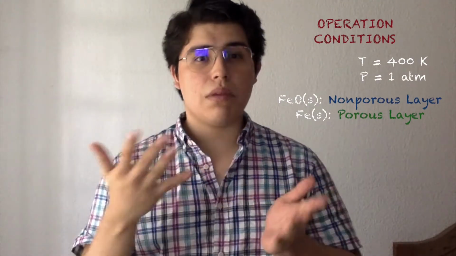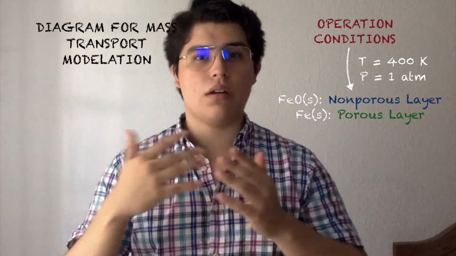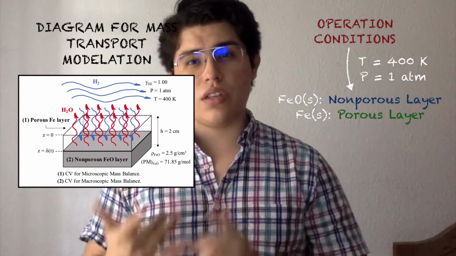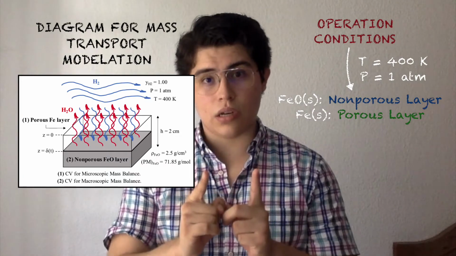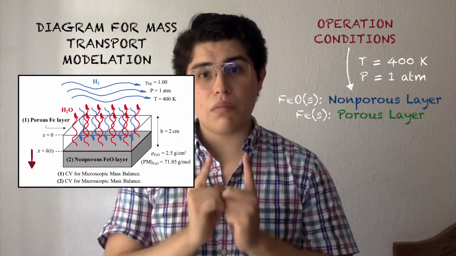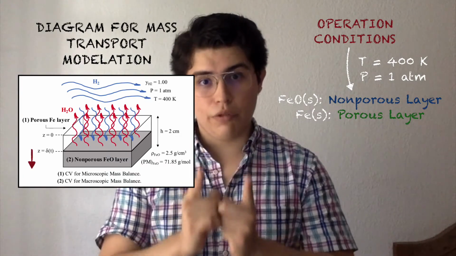Consider a conventional metallurgical process where this chemical reaction occurs at 400 Kelvin and 1 atmosphere. If we assume that the iron oxide substrate is non-porous and the iron layer is porous, the mass transfer of hydrogen can be modeled according to the next diagram. We need to consider that as iron oxide is reduced to iron, the interface location established by delta will move down with respect to a zero position.